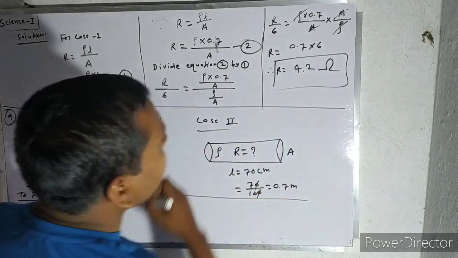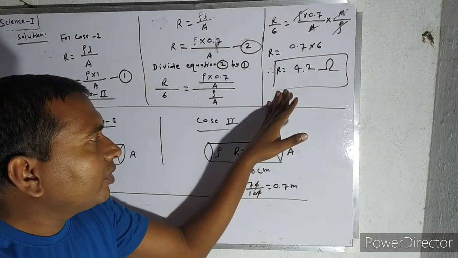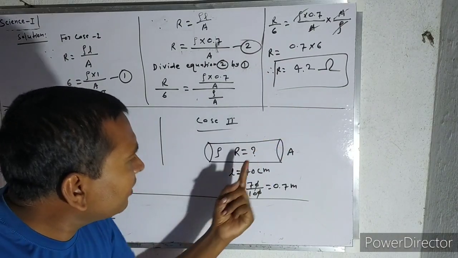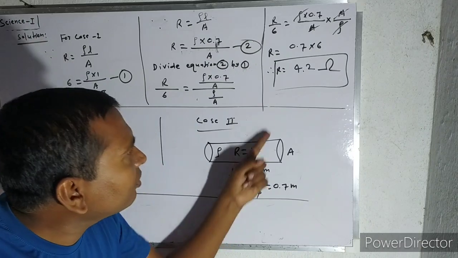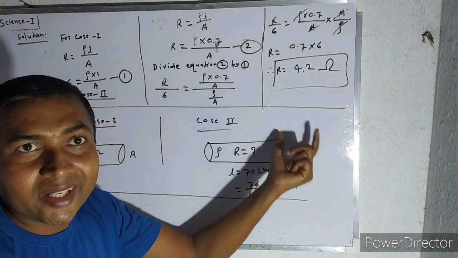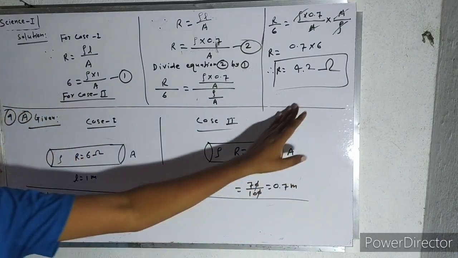Since R is the resistance, the unit is ohm. You have to write in the language. Therefore, the resistance of 70 centimeter wire is equal to 4.2 ohm. If you don't write in the language, I will deduct half marks. Okay?